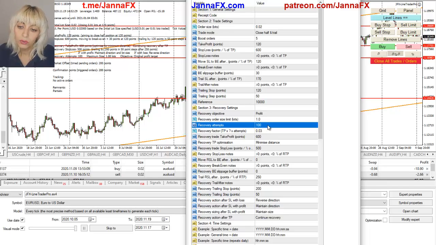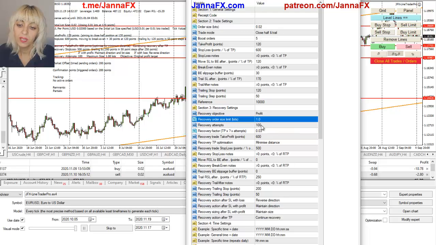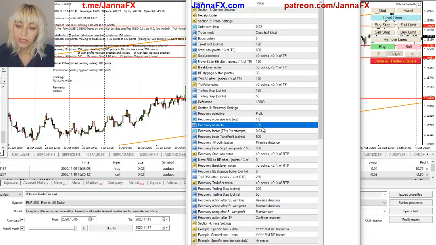But you can also say you only want 1 or 2 attempts if you're not going to touch it at all. But I still would regulate the lot size and recovery attempts just to leave it not too big, because then you might exceed the limits of the attempts, like when you're closing with small profits, and then it will not go for the next attempt.